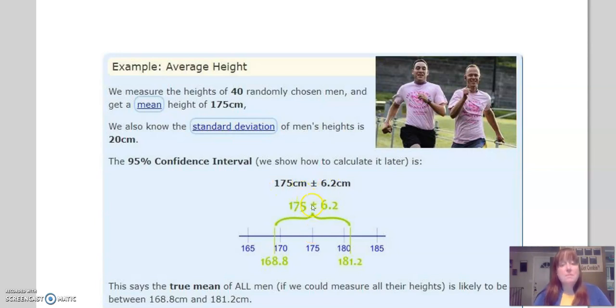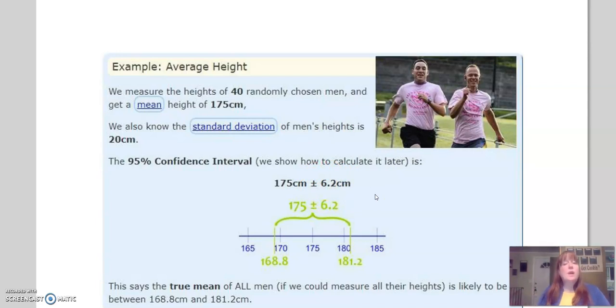So here's our mean, 175 of our sample. And we say, if you went 6.2 centimeters to the left and 6.2 centimeters to the right, we are pretty confident that the actual population mean is somewhere between these two numbers. So the numbers are somewhere between 168.8 and 181.2. This is what we call the margin of error. So this is how much we believe we may have erred in our data collection.